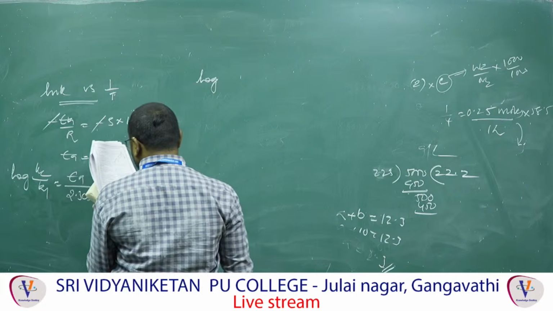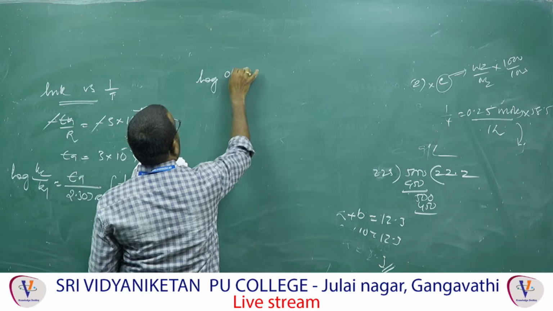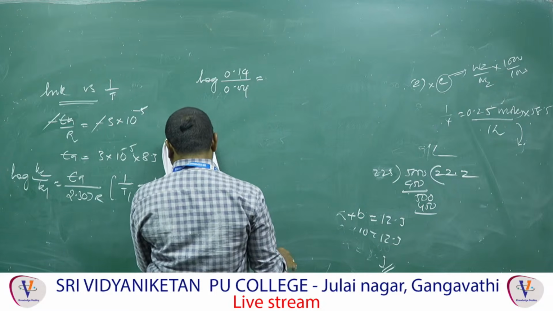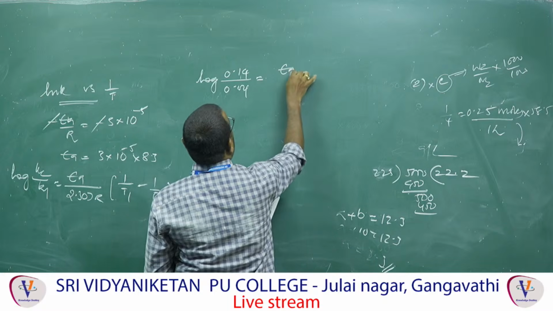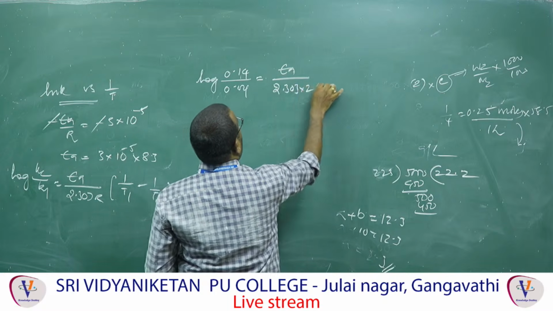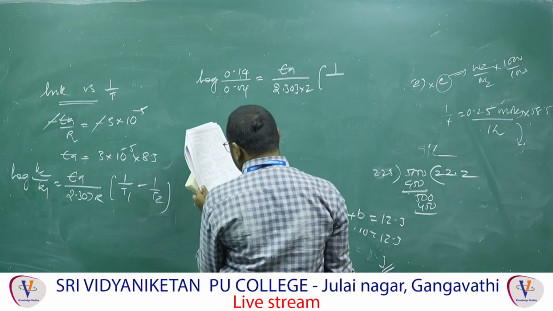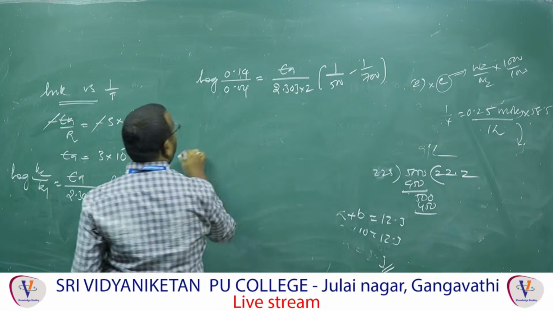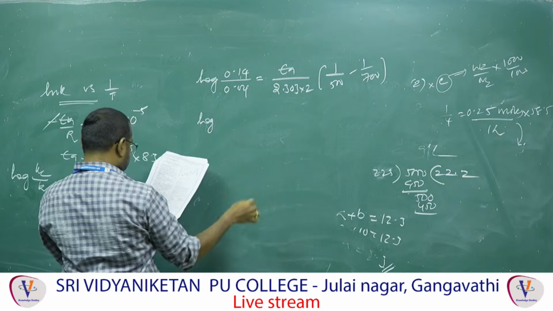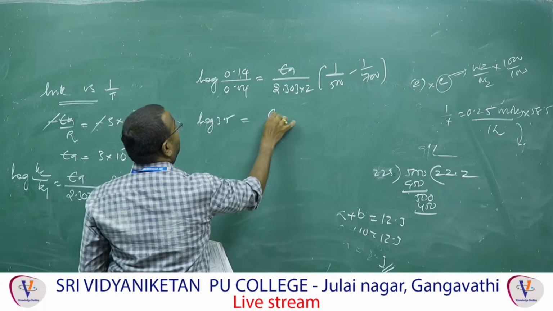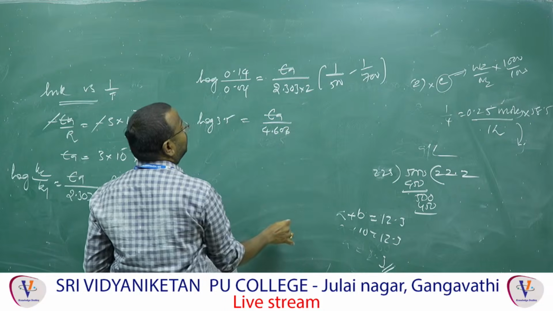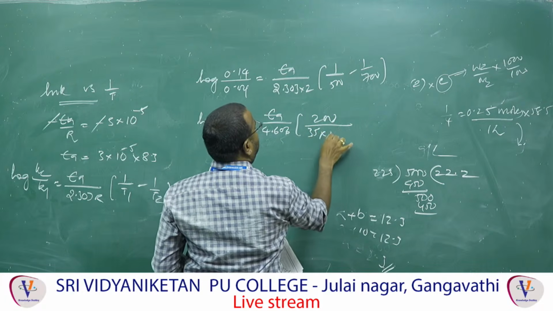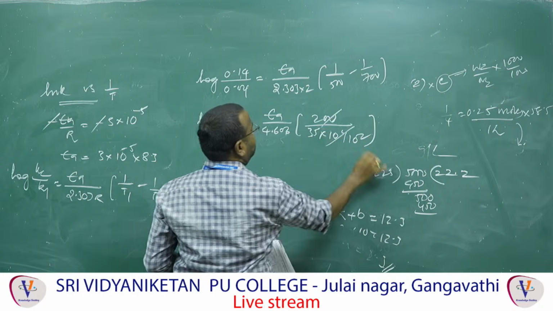log K2. When we consider K2 is 0.14 divided by 0.04, which is equal to activation energy, which I do not know. So 2.303 into 2 calories. 1 divided by temperature 1 is 500, 1 divided by 700, which is log 14 by 4, which is 3.5, equals EA divided by 4.606 into 700, 500, 200 divided by 35 into 10 to the power minus 4, which is 10 power 2.